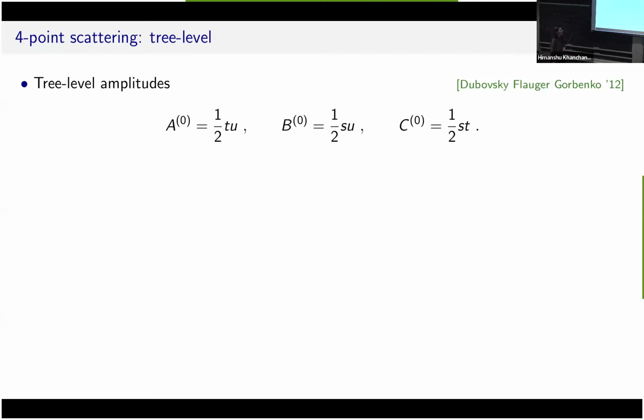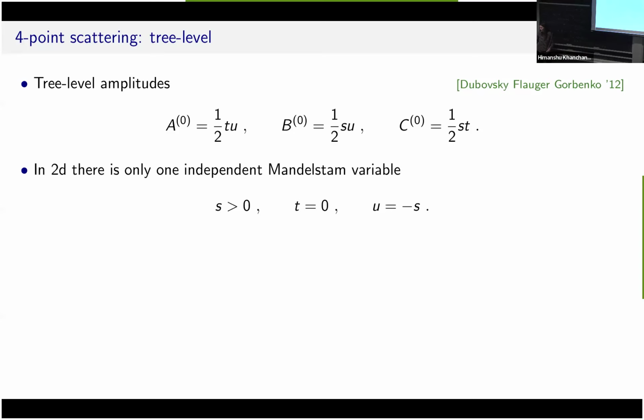So for the tree-level amplitude, these are the values of the coefficients. A is proportional to TU, B is proportional to SU, and C is proportional to ST. So I used the superscript 0 to indicate that this is tree-level. Later we will see the one loop case.